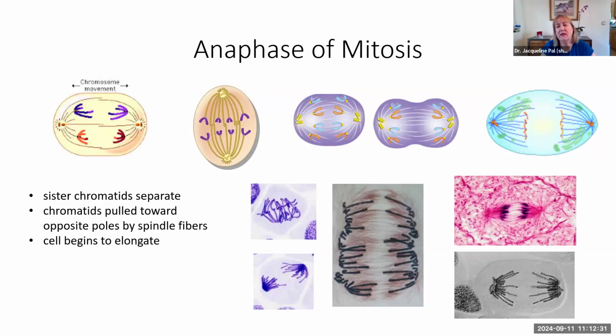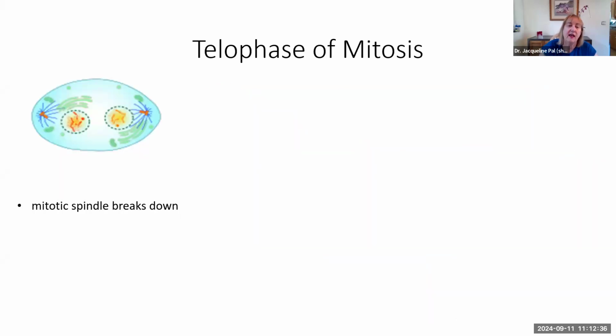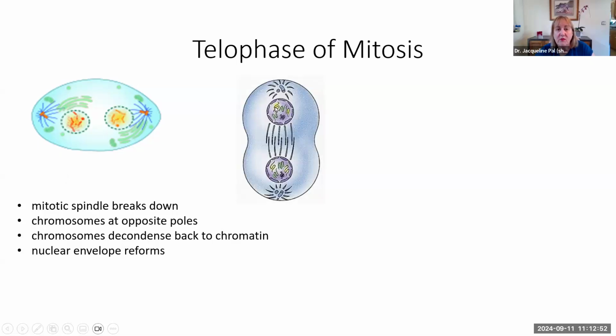And then this is going to bring us to our fourth phase of mitosis, which is telophase. And the first thing that's going to happen in telophase is the mitotic spindle is going to break down so that it's no longer going to be attached to the chromosomes. And the chromosomes now are at opposite poles and they're allowed to decondense back out. So they're no longer going to be visible chromosomes. They're just going to be chromatin.